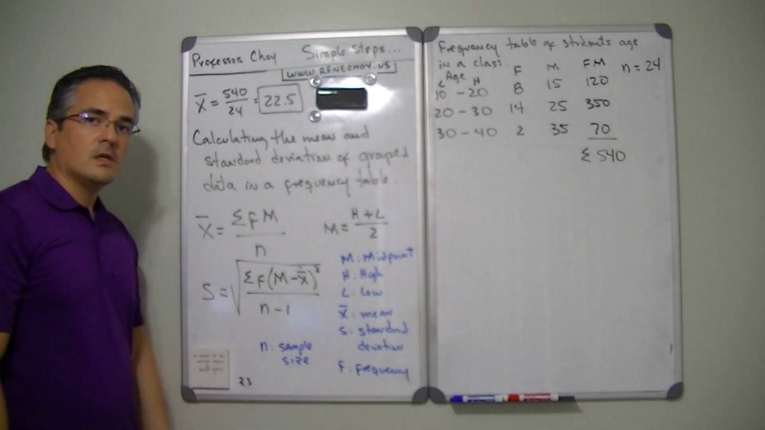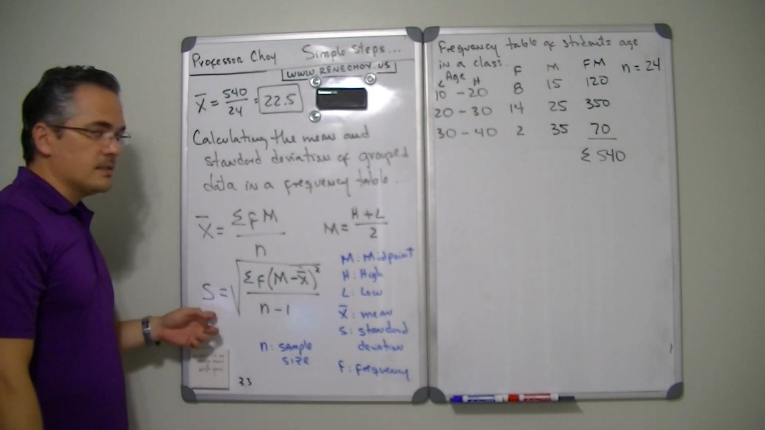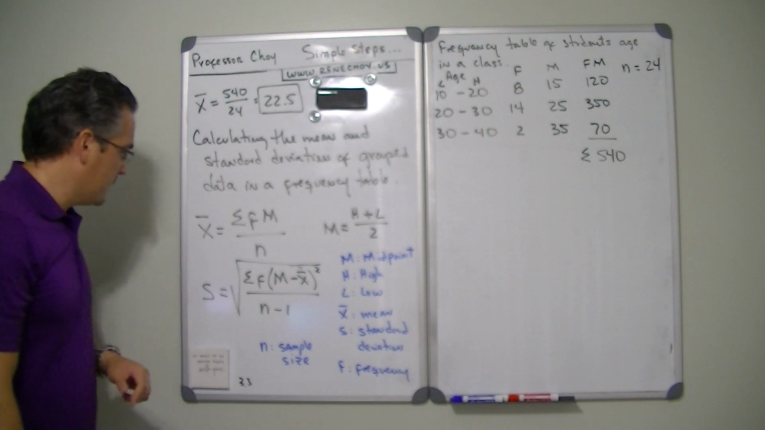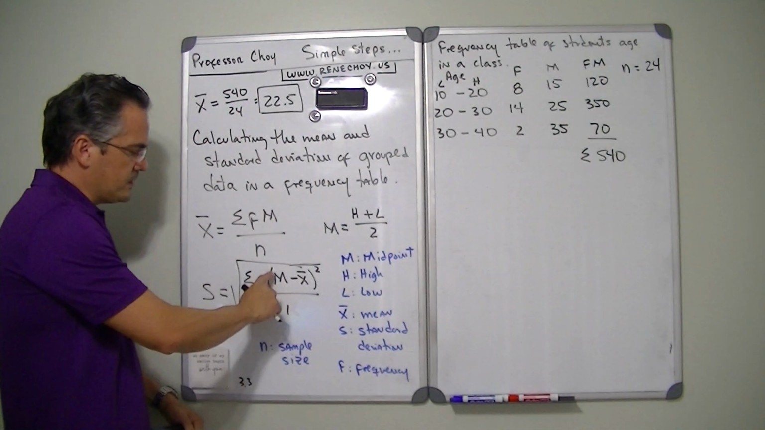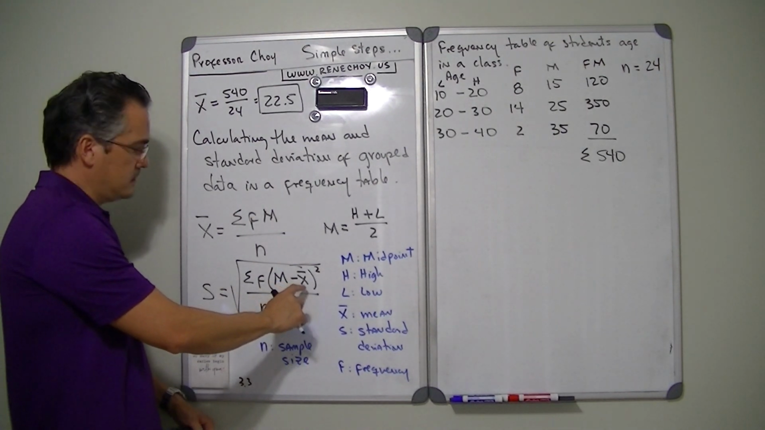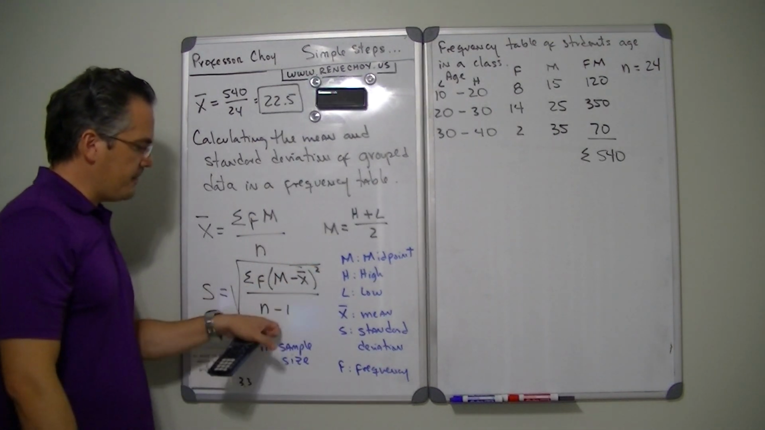Alright, now let's move on to how to calculate the standard deviation. Okay, so the standard deviation is the square root of the summation of frequency times midpoint minus x bar squared, divided by n minus 1.